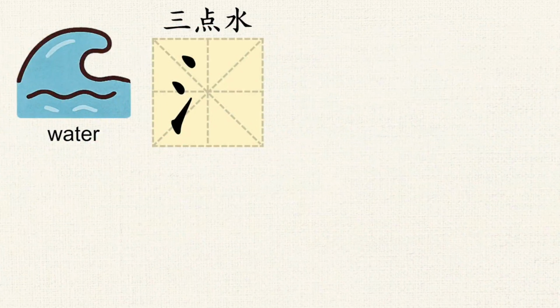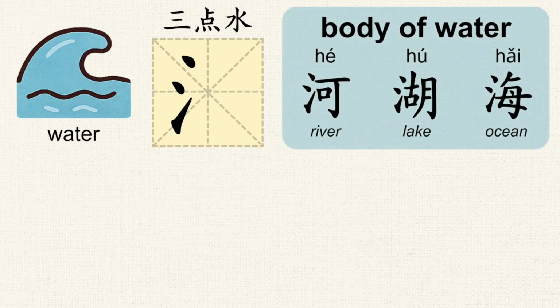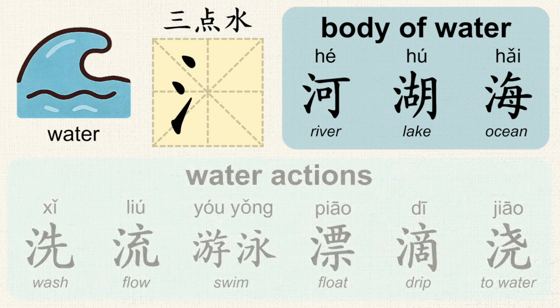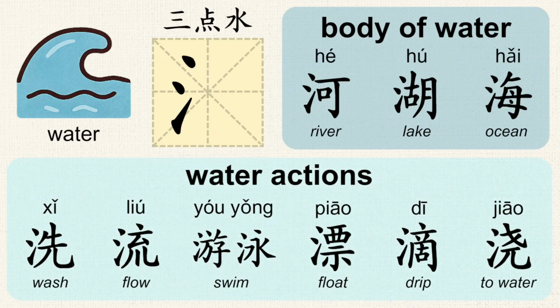The actual water radical, on the other hand, is far more commonly used and is represented by these three dots, sandian shui. It occurs in bodies of water like he for river, hu for lake, and hai for ocean. It also occurs in actions related to water like xi for washing, liu for flowing, youyong for swimming, piao for floating, di for dripping, and jiao for watering, as in jiaoshui.